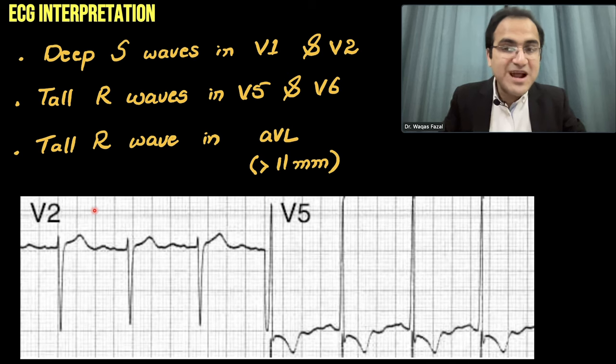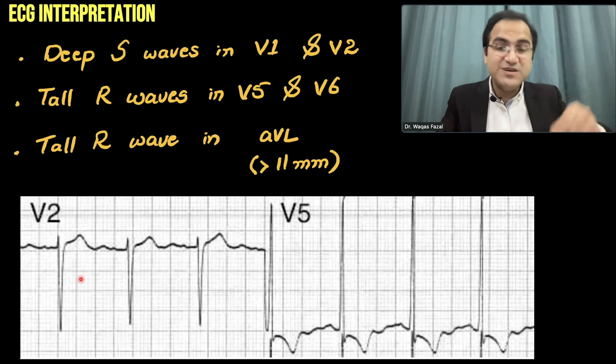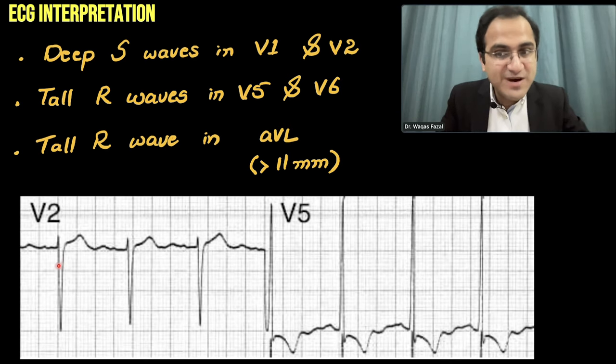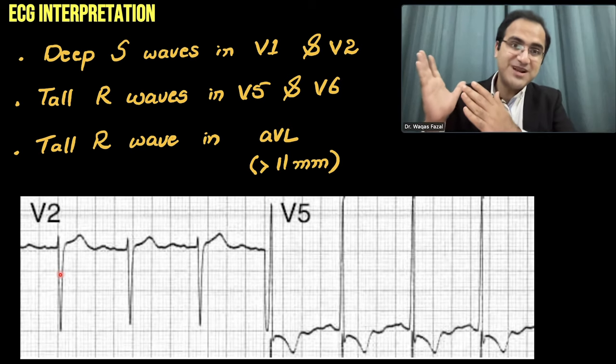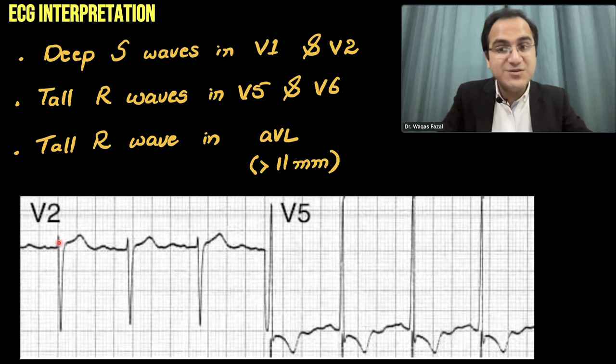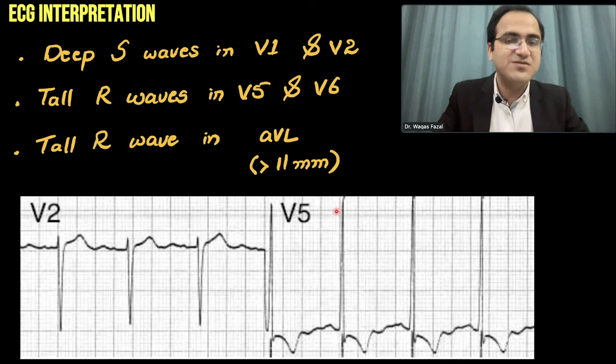Now, in left ventricular hypertrophy, you will see deep S waves in V1 and V2, bigger S waves in V1 and V2. This is what is different from right ventricular hypertrophy. In right ventricular hypertrophy, there was a tall R wave in V1. In left ventricular hypertrophy, there is a deep S wave in V2, and there will be tall R waves in V5 and V6.